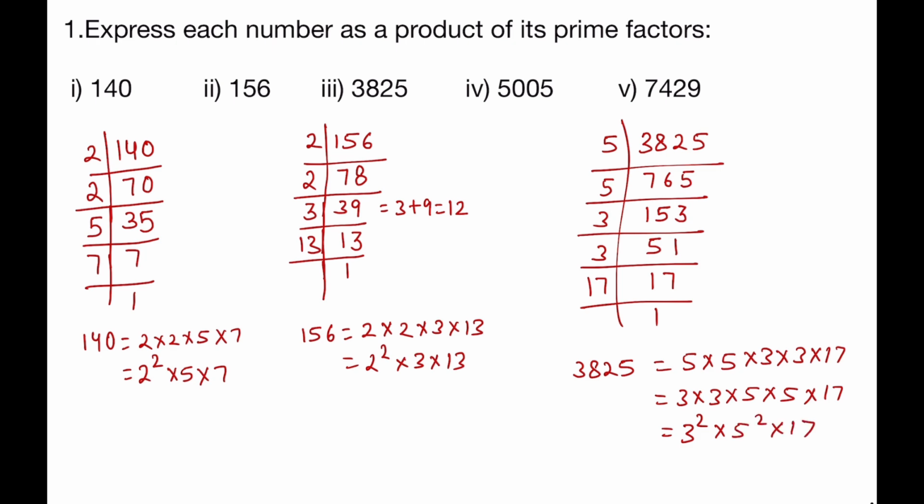Now next is 5005. So again the unit digit is 5, so we can divide this number by 5. So 5 ones are 5, 0, 0, 5 ones are 5. Now we cannot divide this by 2 because this is not an even number. And if we sum these digits, 1 plus 0 plus 0 plus 1, then it comes to 2. So we cannot divide it by 3, and we cannot divide it by 5 because the unit digit is not 0 or 5. Now let us check from 7.